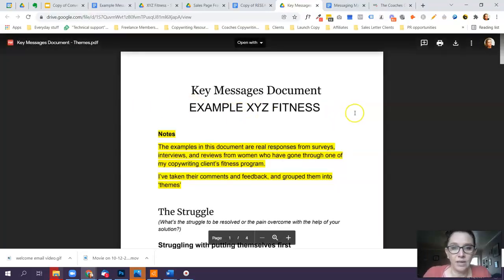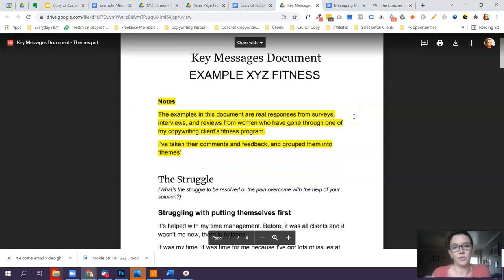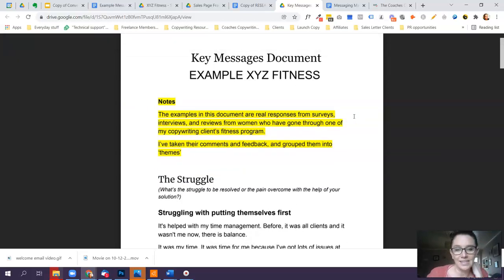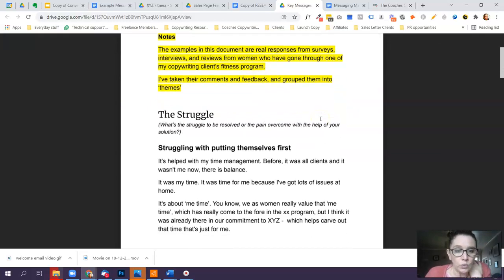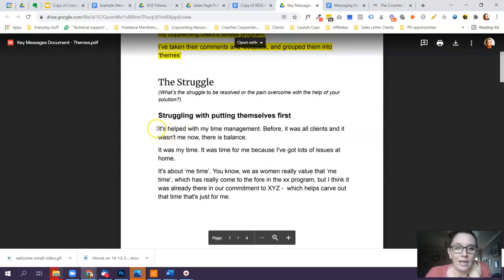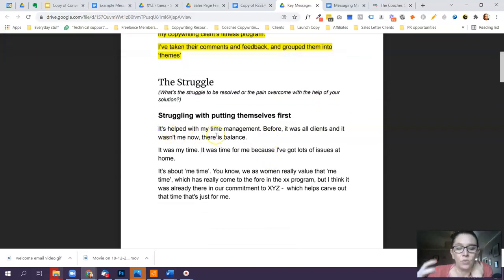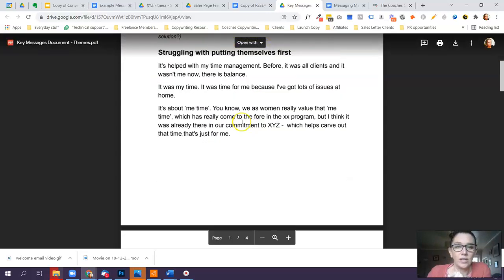And here's the example from my client. So the actual document I had was much longer than this, but I edited it down. But what I did here is that I took all the language that they'd said, all the stuff that they talked about, and then I put it into buckets within the 4 main things. So things that they were struggling with.